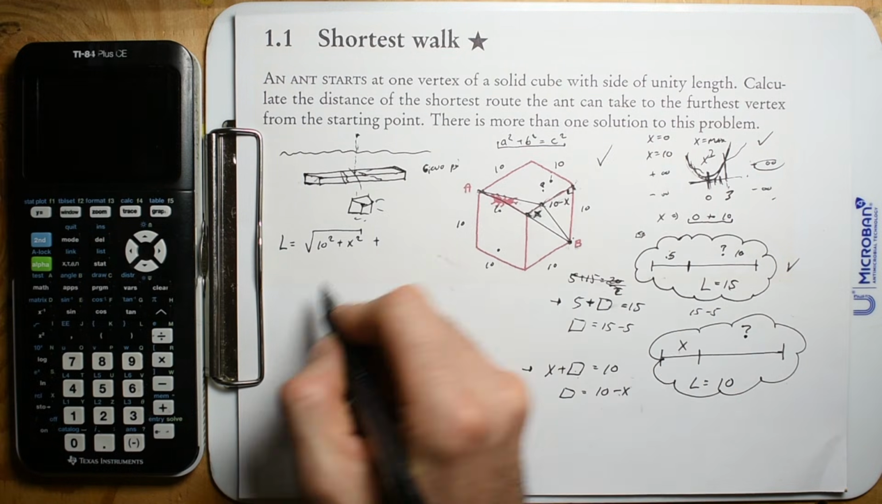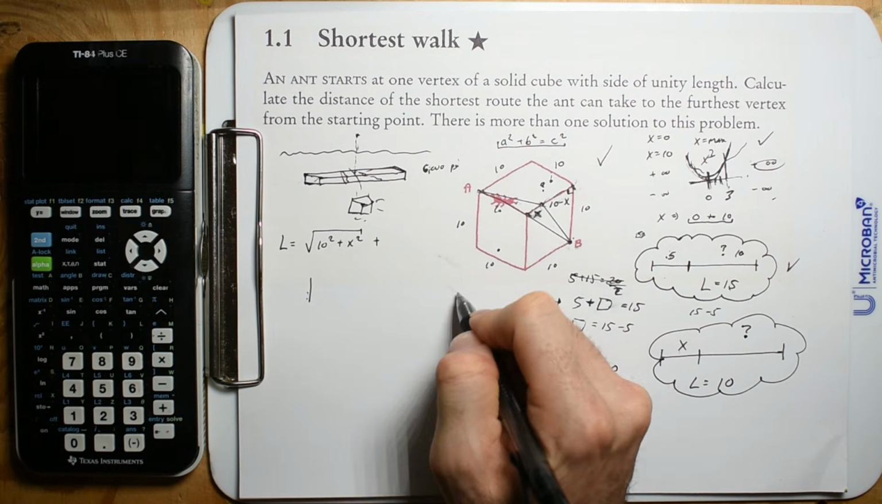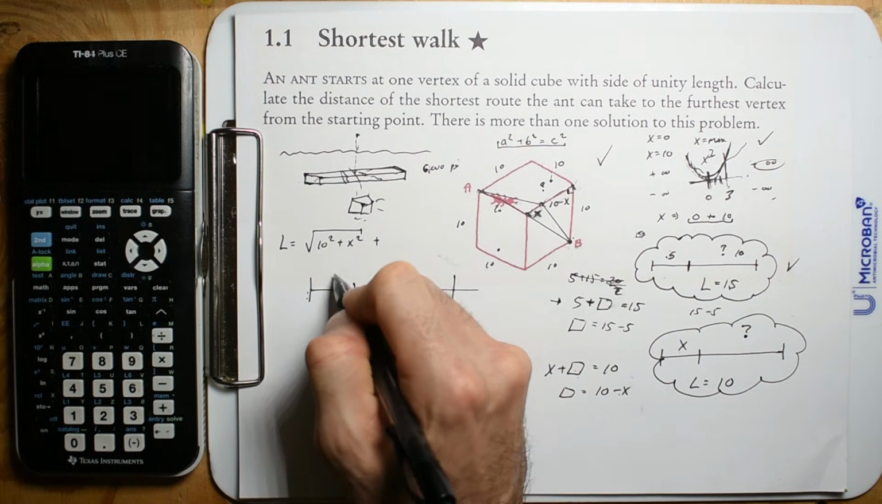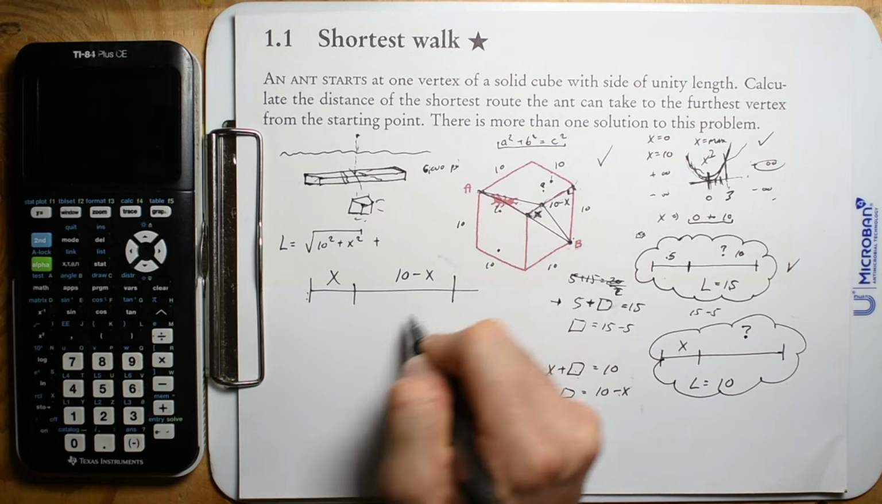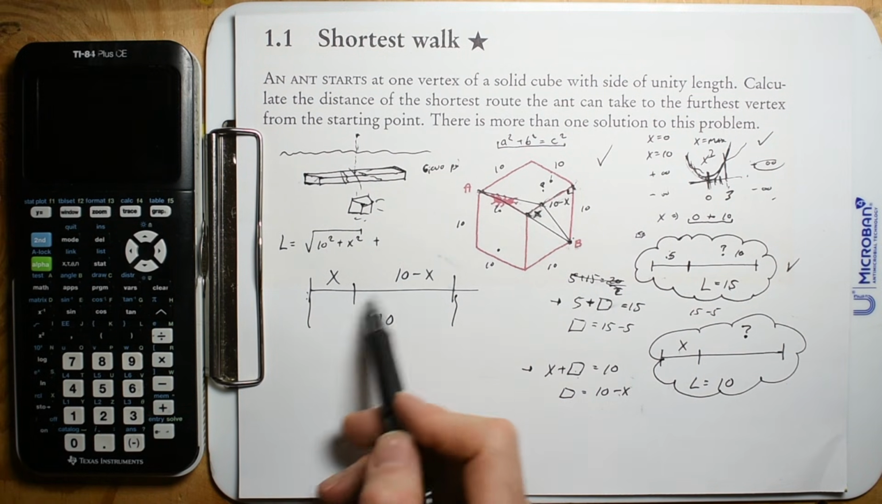Because I say this whole length, so let's write it geometrically, is going to be x, and I'm saying this is 10 minus x, and this whole thing is 10. Now, does that jive? Because even I can't see it. You know what I mean?